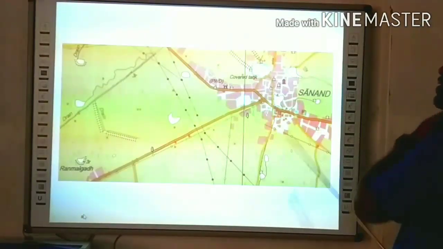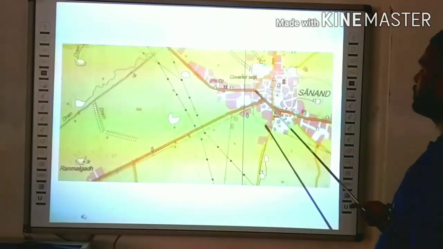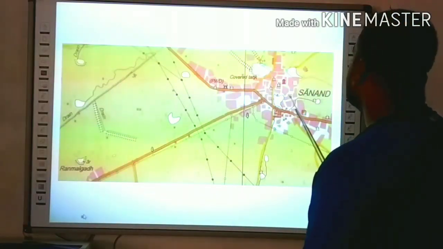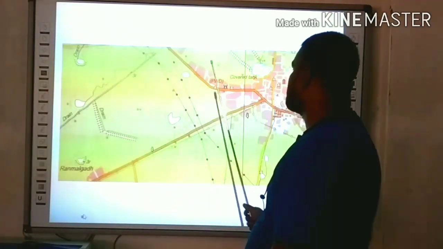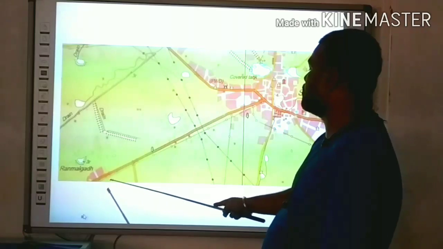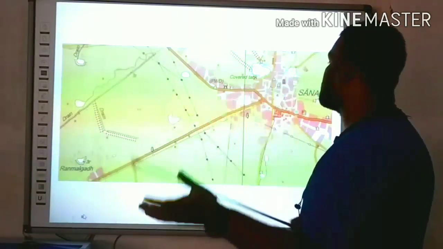Now let us try to do the same thing in this part of the Toposheet. There are two settlements, you can see Sanad and Ramalgad. What you have to do? You have to find out the distance between these two places.